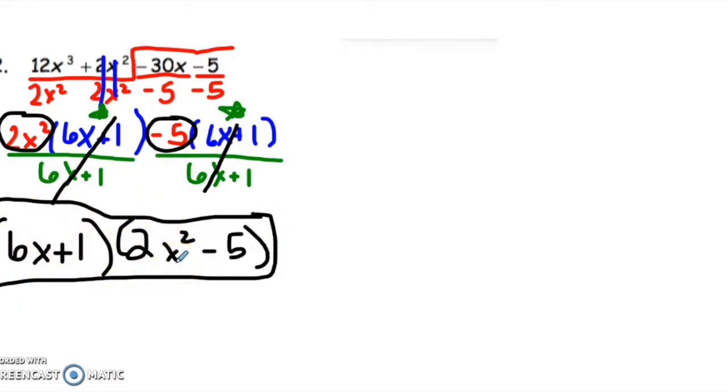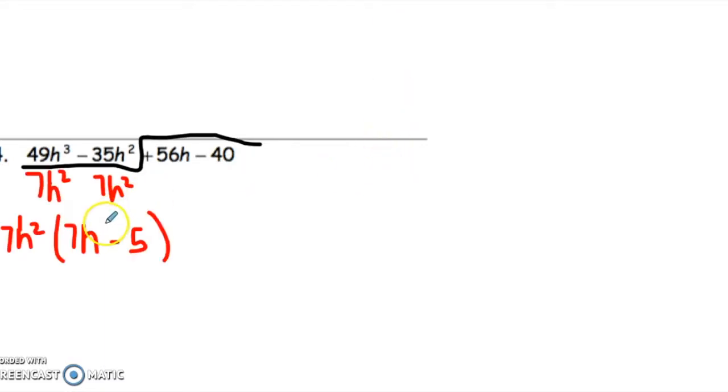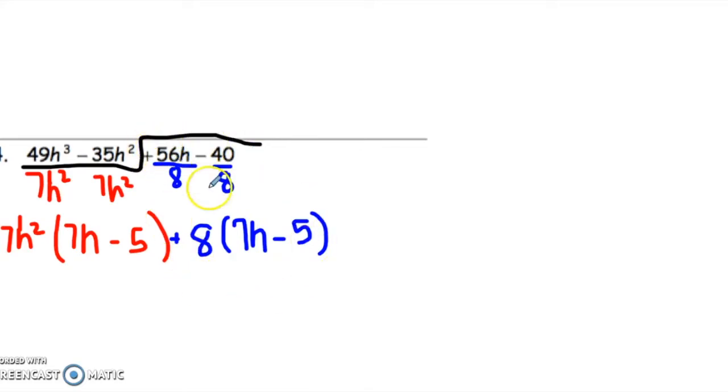Now remember, to use this method, you have to have the same binomial. So I'm going to go ahead and factor each pair of binomials by GCF. And this is the first one. GCF was 7h squared. Let's do the second one. And this is the second one. The GCF was 8. So now 7h minus 5 and 7h minus 5 appear as our common factor.